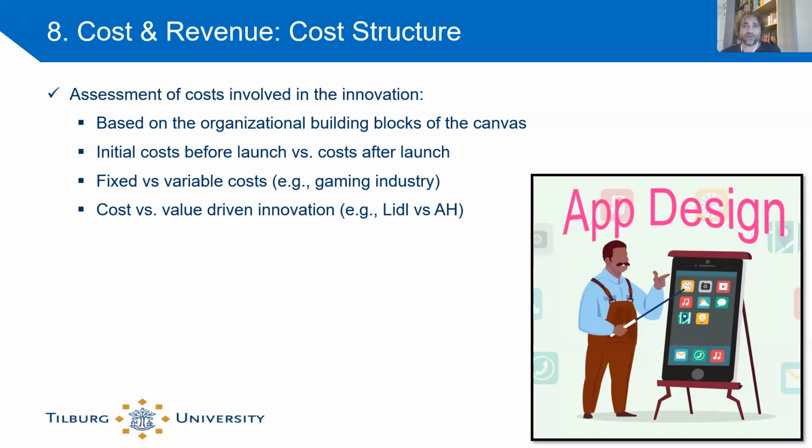So your cost structure is basically thinking about, okay, what will my costs be and what will the entire cost of the innovation be, not only producing, but everything else.